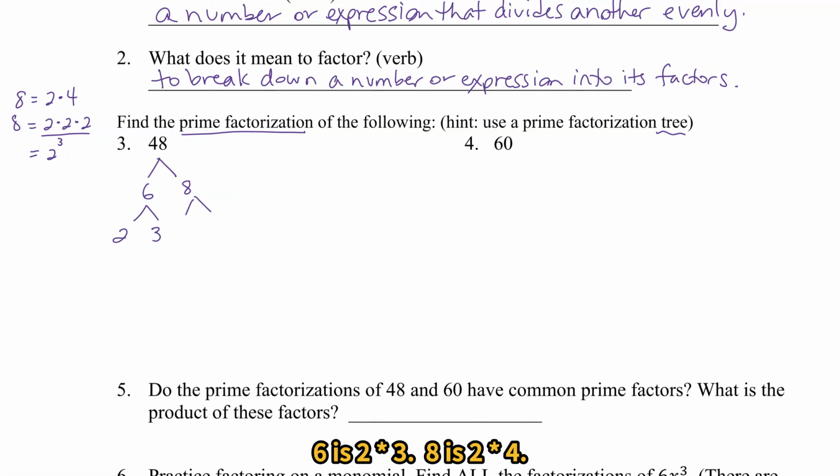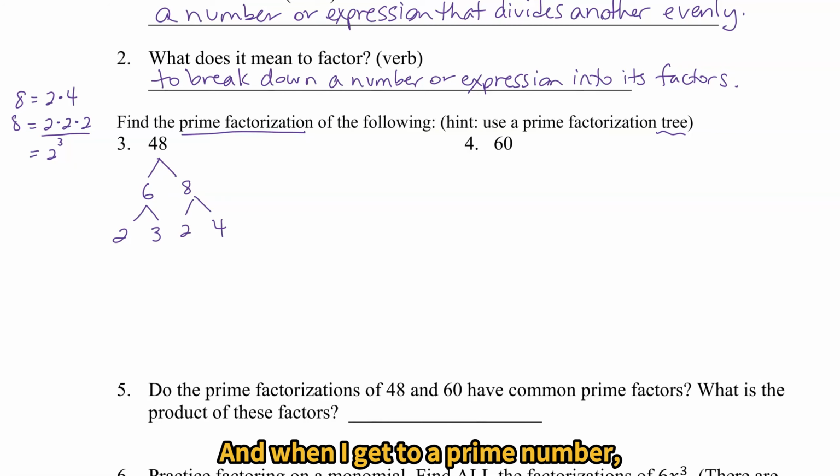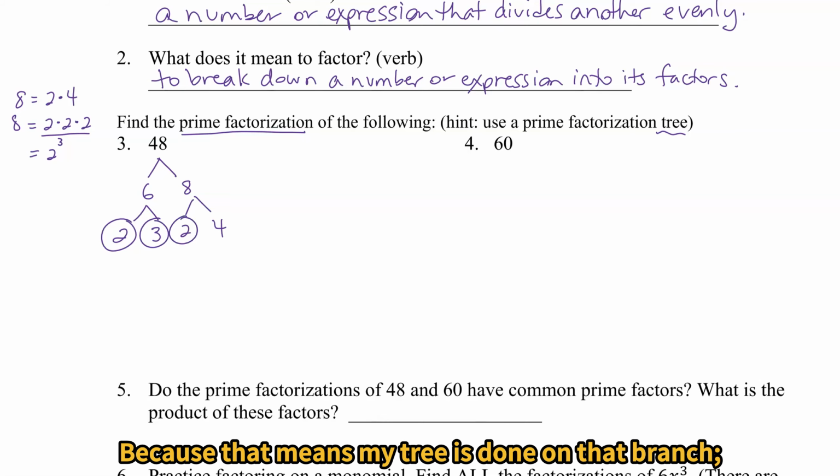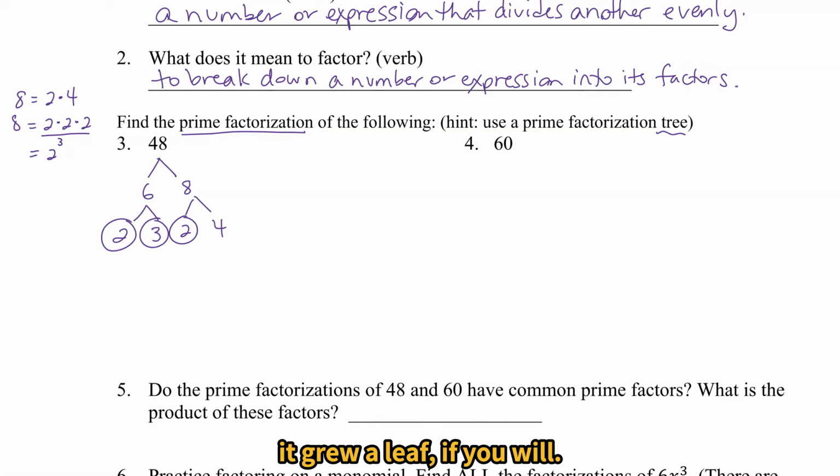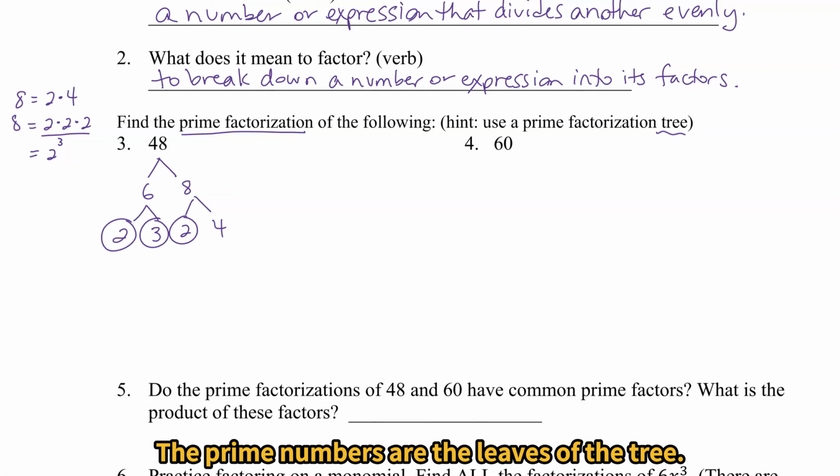6 is 2 times 3. 8 is 2 times 4. And when I get to a prime number, I'm going to circle it, because that means my tree is done on that branch. It grew a leaf, if you will. The prime numbers are the leaves of the tree.